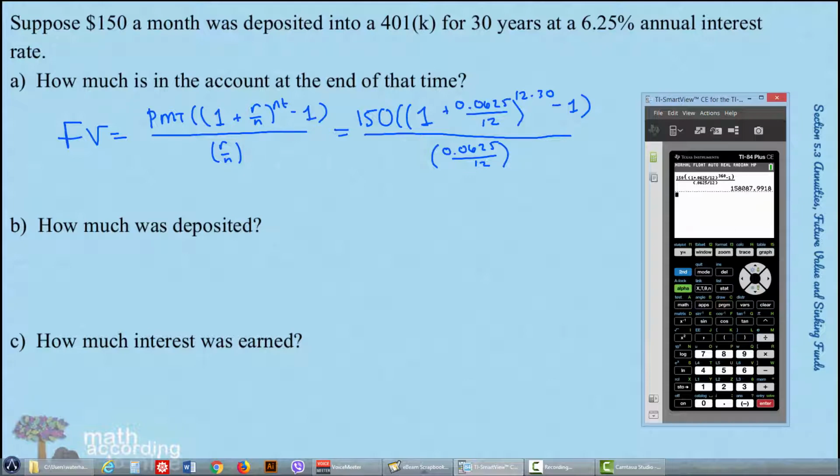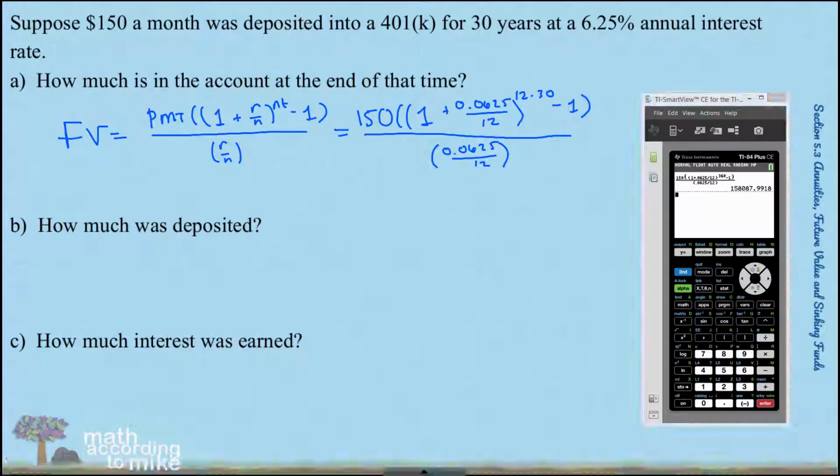Putting that in, we get $158,087, and again, let's go to the nearest penny, 99 cents. So that's one way to get the answer.